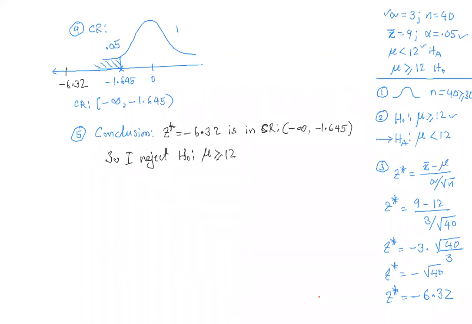Any questions, anybody, on this problem? Okay. How would you know if you need two tails or one tail? You look at the alternative hypothesis. If it is less than, you do left tail. If it is greater than, you do right tail. If it is not equal to, then you do both tails. Okay, I see. Thank you. Any other question from anybody?